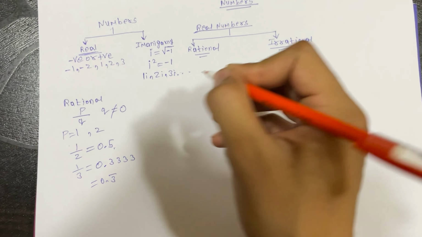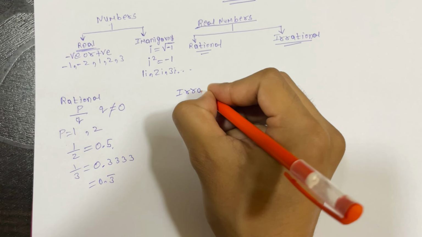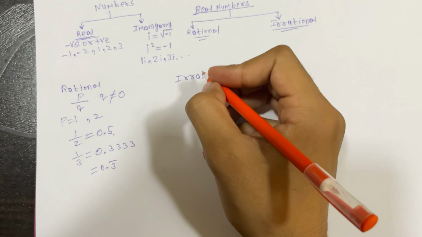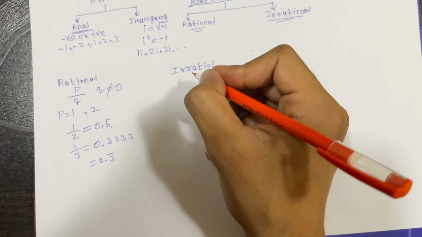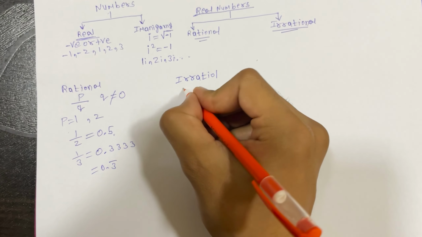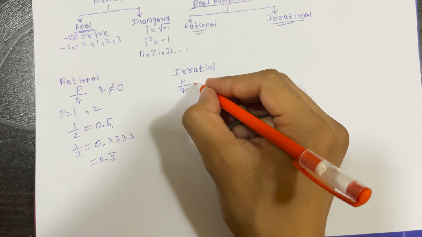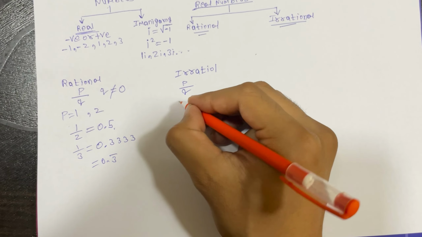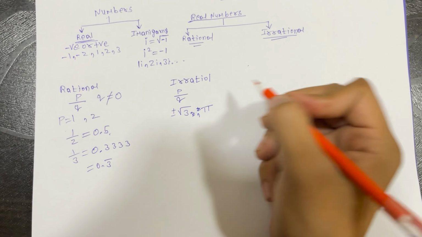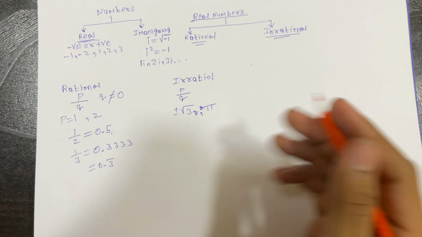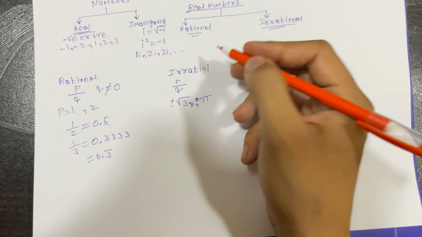So let's know what is an irrational number. Irrational numbers are numbers which cannot be expressed in the form p by q, like √3, plus minus √3, then pi. These are irrational numbers. Both are on the number line. These are in the form p by q and these are not in the form of p by q.